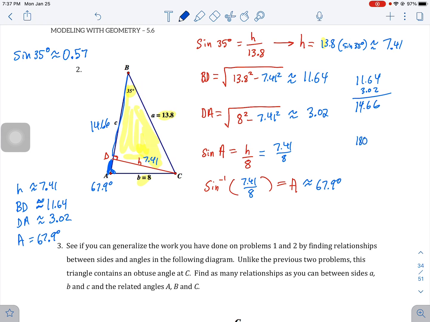And the final piece here would be angle C, using 180 degrees as the angle sum. So 180 minus the 67.9 minus the 35, and let's see, that gives us 145. 145 minus 67.9. And I've confirmed, yes, it's equal to 77.1 approximately, so 77.1 degrees.